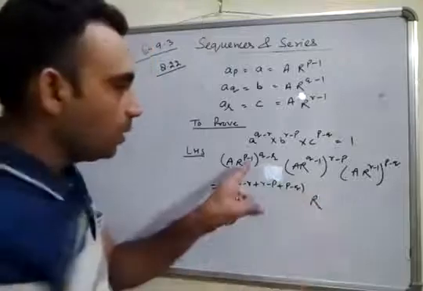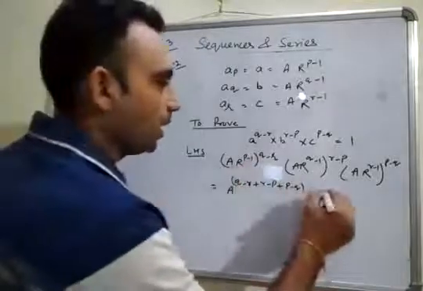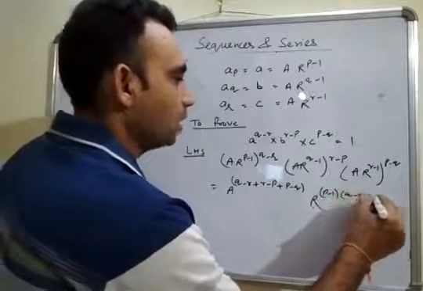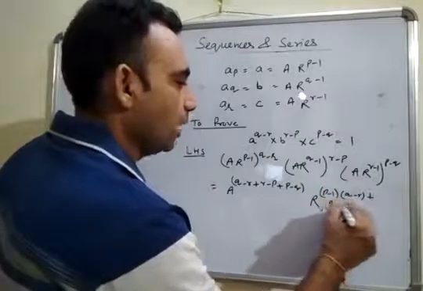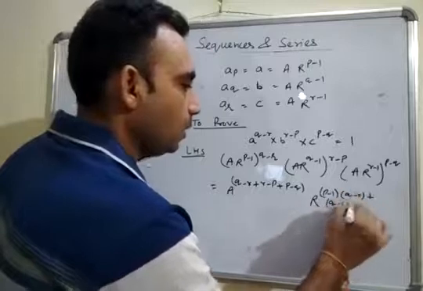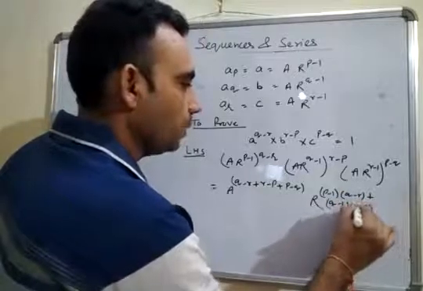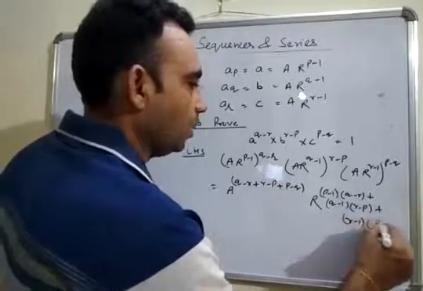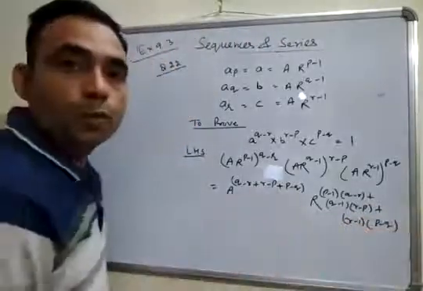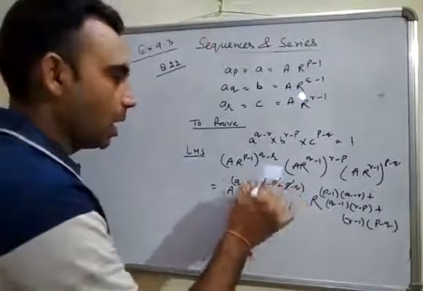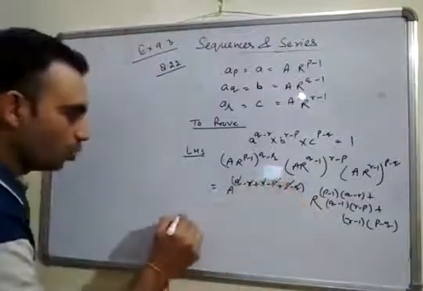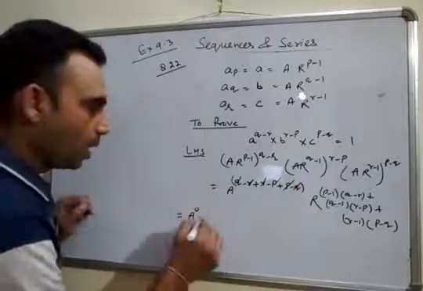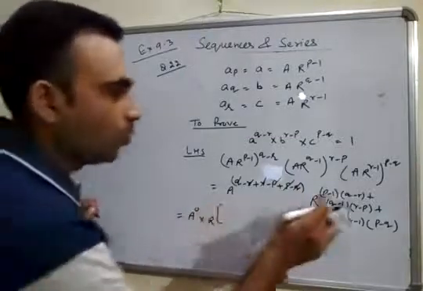And R to the power P minus 1 into Q minus R, plus Q minus 1 into R minus P, plus R minus 1 into P minus Q. Here P cancels, R cancels, Q cancels. So A to the power 0, and A to the power 0 is 1. And R to the power, open the bracket.